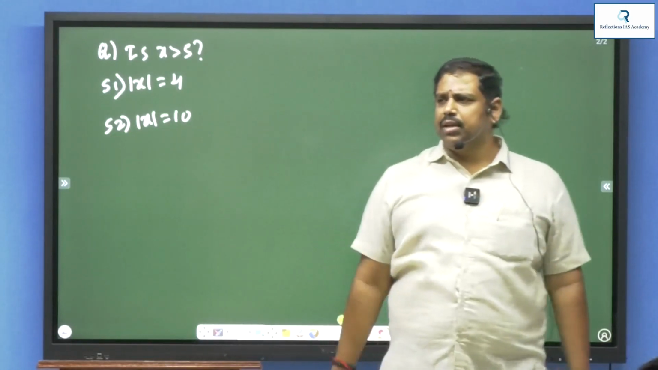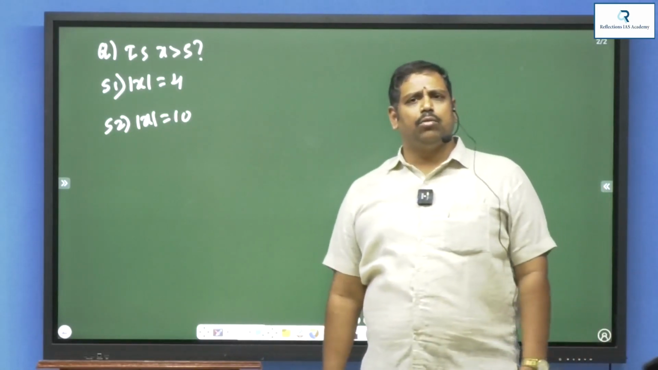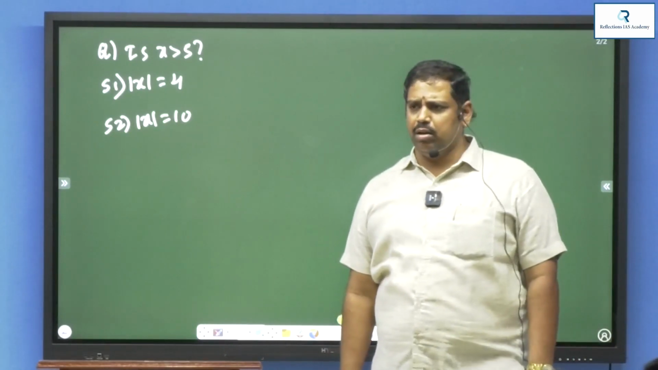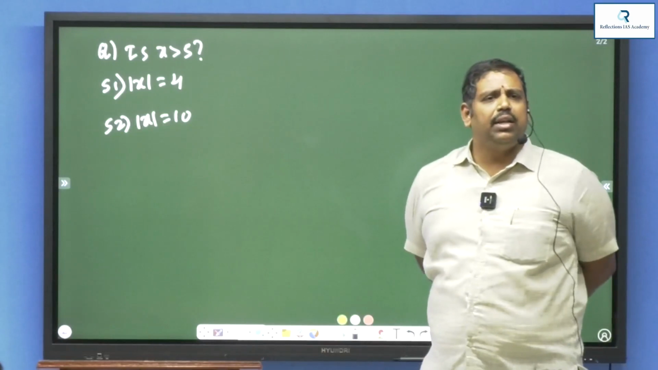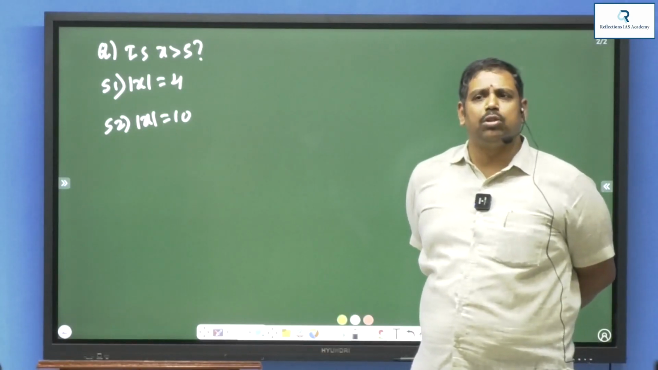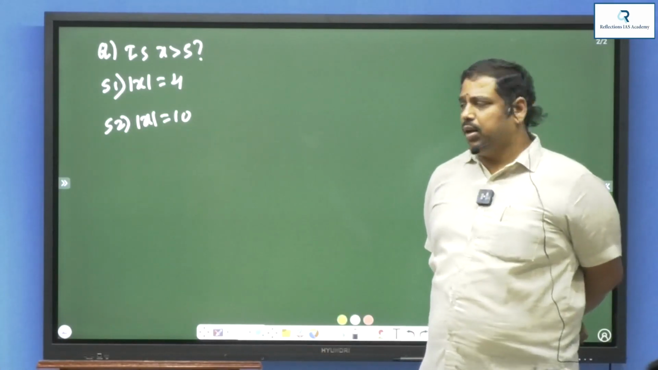Options are the same. A, B, C, D, E. A means only S1 is sufficient. B means only S2 is sufficient. C is either or. D is both together mandatory. E means both together also not sufficient. Okay, come on, try this question.